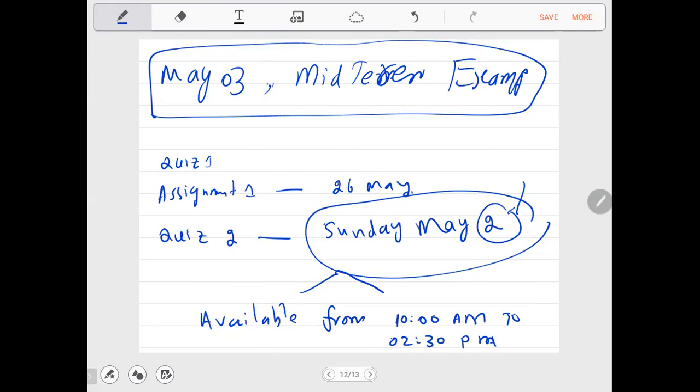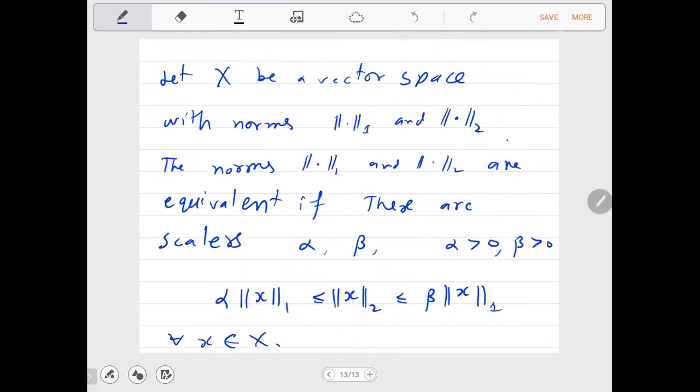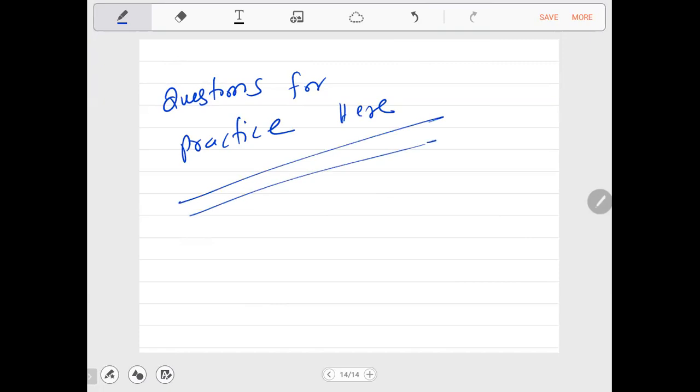Okay, sir. So I will upload these slides. So I will write the questions in this document. And say midterm exam timing will be same as the lecture timing? Yes. So questions for practice, I will write in this document in some time, and I will upload these slides, right? So you can find the questions for practice here. Okay sir, thank you.